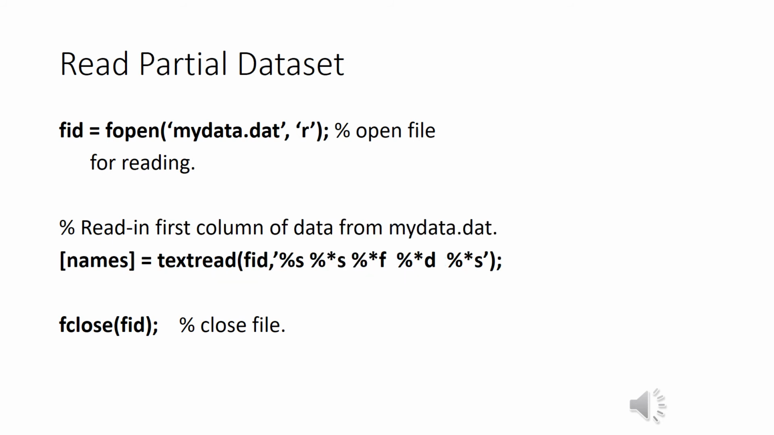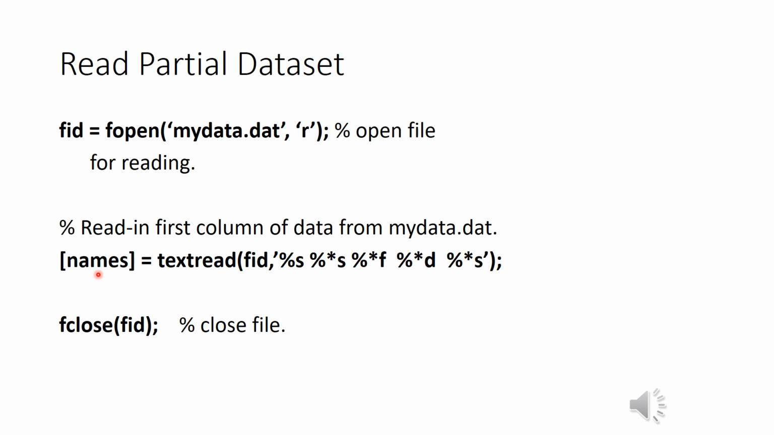Okay, if you do not want to read the entire data set, but you want to read some portion of that data set, then you can use this. But of course you have to open that file, and you will open it for reading purposes, and the value for the specific file goes in FID, this FID being specific for that file. So actually what it will do is read the first column of the data from your data set. That data set was my_data.dat.